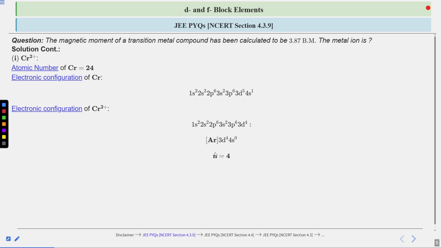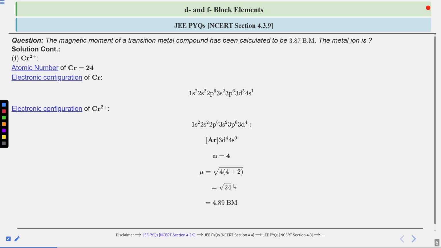From here, the n value, that is the number of unpaired electrons, is calculated as 4, because d4 means we have 4 unpaired electrons present in the d orbital. We simply now put this in the magnetic moment formula. So mu is equal to under root 4 multiplied by 4 plus 2. So 4 plus 2 is 6, 6 times 4 is 24. So mu will be equal to under root 24, or you can write in decimal after solving this under root value, which is equal to 4.89 Bohr magneton.